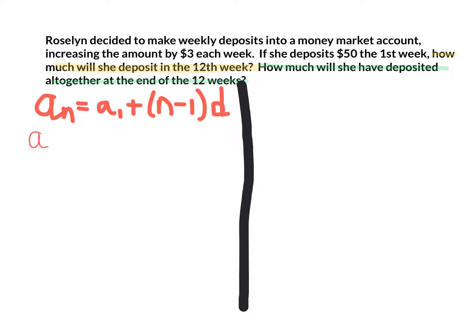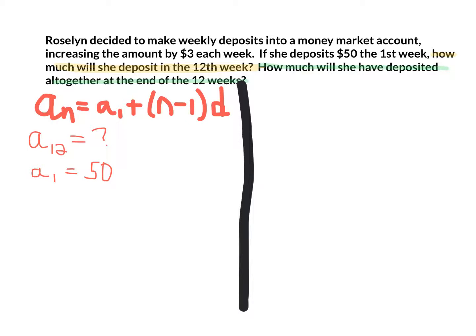Okay, so let's identify our pieces. Our a of n, again, we're going to do a of 12. I don't know what that is right now, so we're going to be looking for that. We know a of 1, what we started with. We started with 50 bucks in the account.